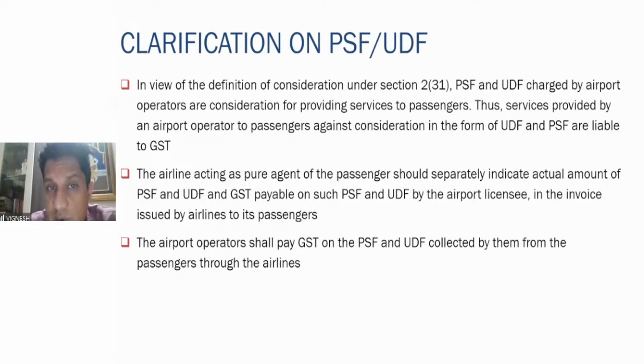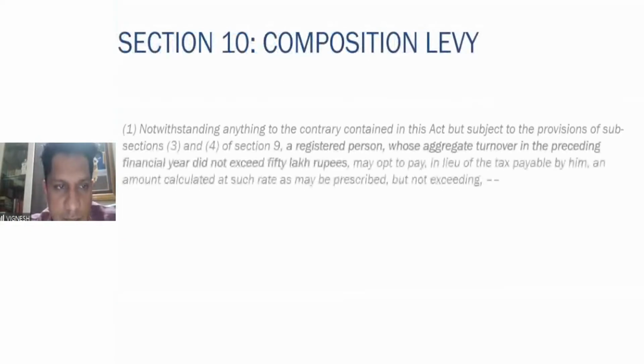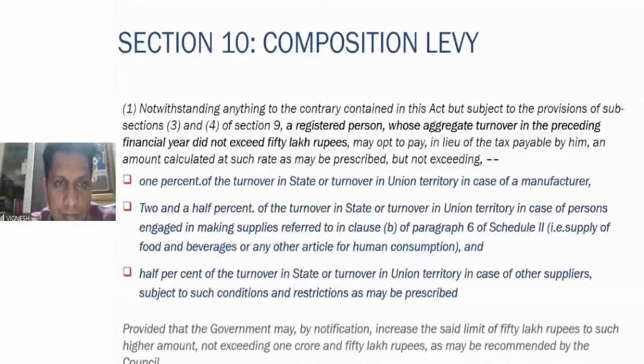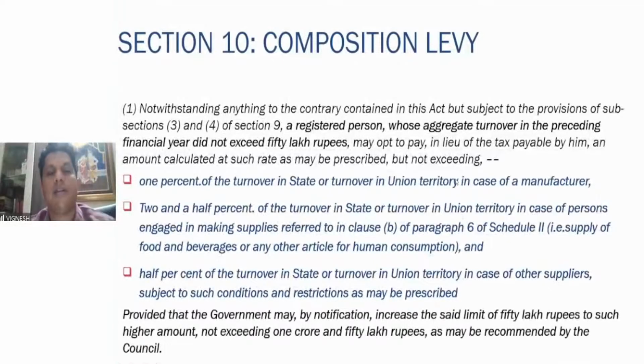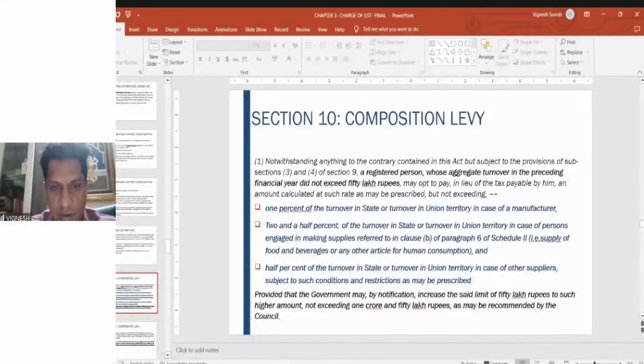So who is the person liable to pay the GST? It is the airport operator. The airport operator will pay the GST on the amounts collected from the passengers. Fine. So that was your Section 9. Before we go to the composition scheme, let me see if we have any queries.